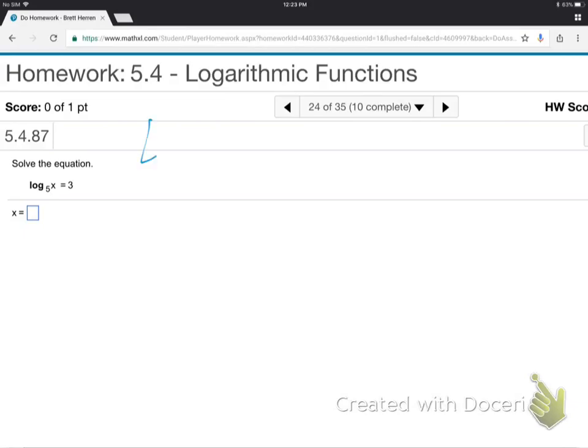Okay, so log base 5 of x equals 3. It wants me to solve. So here, starting at number 24, I want to solve log equations. How do I solve that log equation? You lose the log. What happens when you lose the log? Base stays the base. Other two switch. Instead of 5 to the x, it's 5 to the 3. X goes over there.